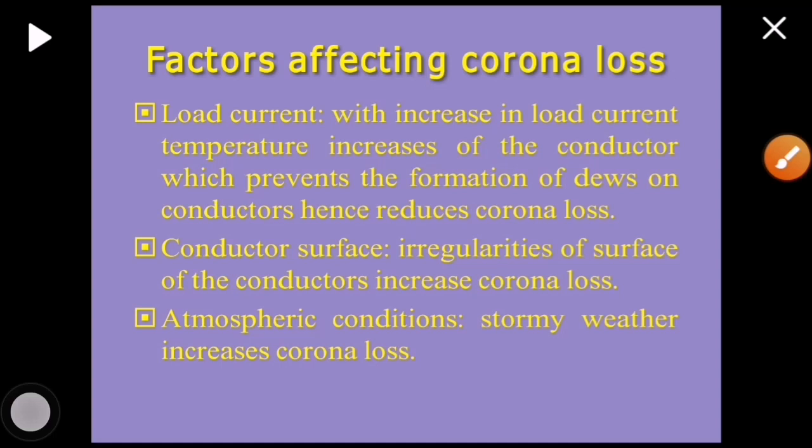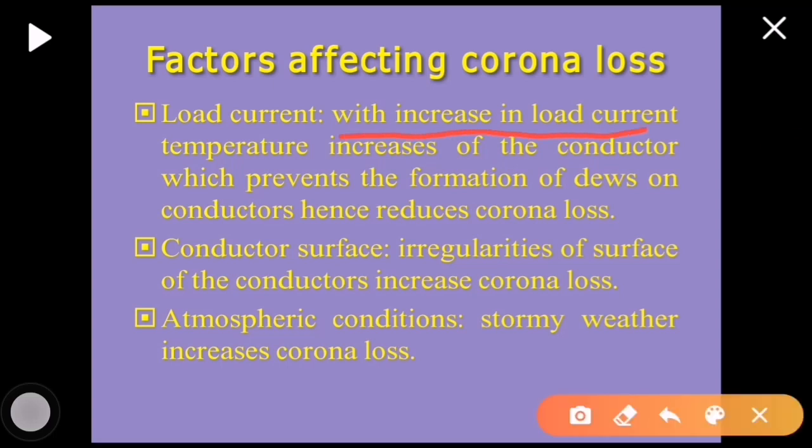Next is load current. This is the case where there is a possibility of formation of ice or dews on the surface of the conductor. In such areas, when load current increases, definitely it will raise the temperature of the conductor, and that temperature will melt the dews formed on the conductor, and that's why corona loss will reduce. Next, conductor surface condition. Definitely irregular surfaces will give rise to corona loss. And the atmospheric condition. We know stormy weather will have larger corona loss than fair weather condition.